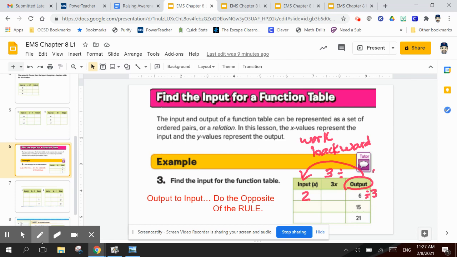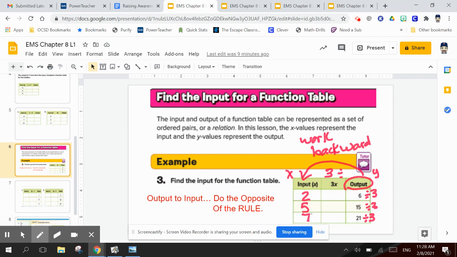15, here's my y value. 15 divided by 3, if I'm going backwards here, is 5. That's my x value. 21, I divide that by 3. 21 divided by 3 is 7.